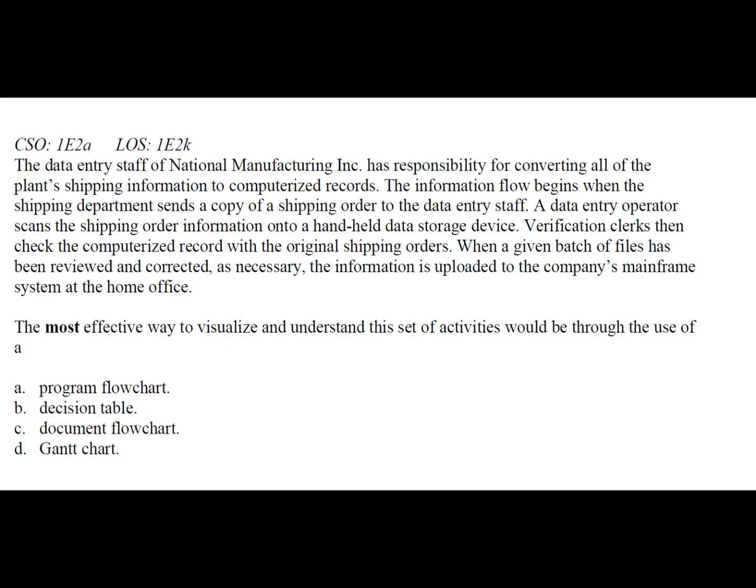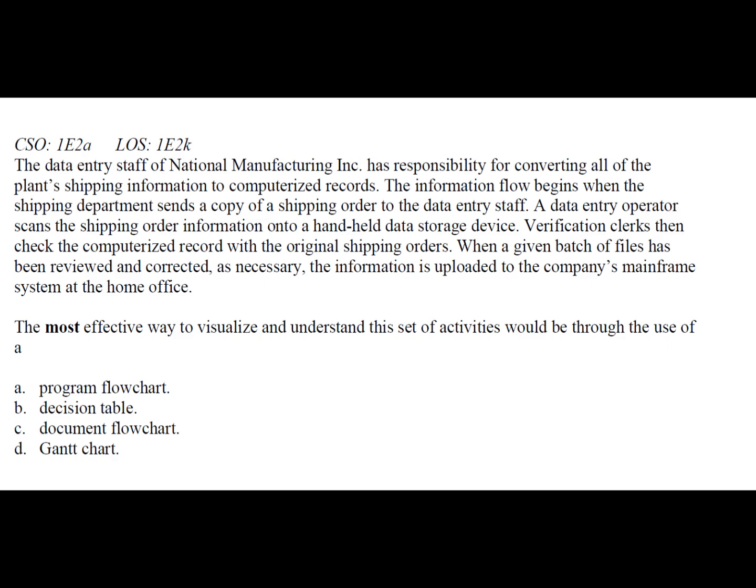In contrast, a document flowchart visually traces the movement of documents and data throughout an organization, making it the most appropriate tool for understanding operational workflows and internal controls. A. Program flowchart. Incorrect. A program flowchart illustrates the logical sequence of instructions within a computer program rather than document movement between departments. B. Decision table.